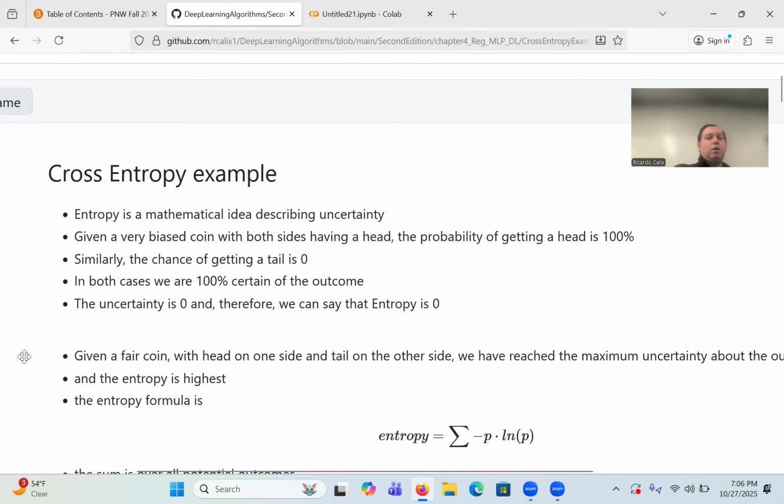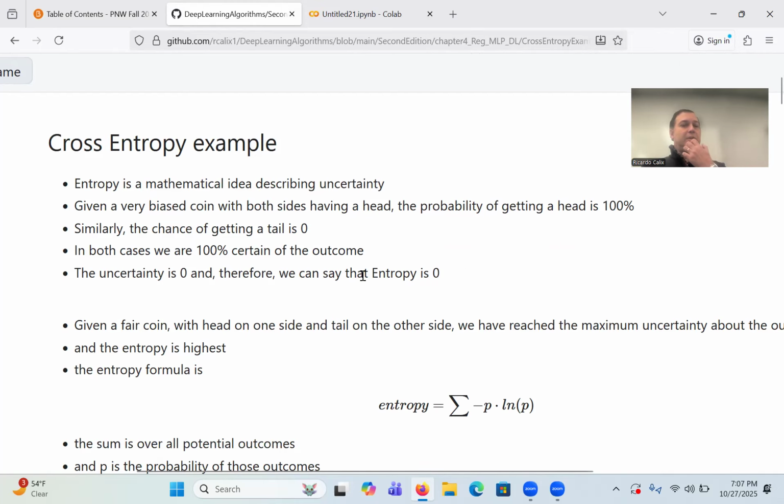So let's, first of all, develop an intuition of just entropy itself. Entropy, as I said, is a mathematical idea describing uncertainty. Given a very biased coin, so that's not a fair coin, right? A biased coin has a preference. It's unfair. So given a very biased coin with both sides having a head, the probability of getting a head is then what? 100%, because both sides of the coin are head. Do you see that? So then the question is, similarly, the chance of getting a tail is 0.